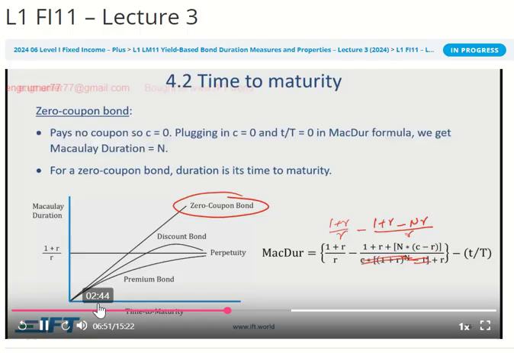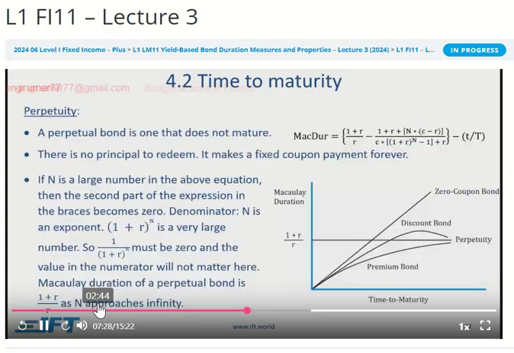So if you subtract these two, this 1 plus r and this 1 plus r get cancelled, and then what you have left is this minus minus makes this a plus. So what you have left is nr over r, and then the r gets cancelled, and what you have left is just n, and that is your time to maturity, which is equal to your Macaulay duration. And obviously there's no coupon, so there's no t for that, right? So that's how you can derive this through the formula as well.